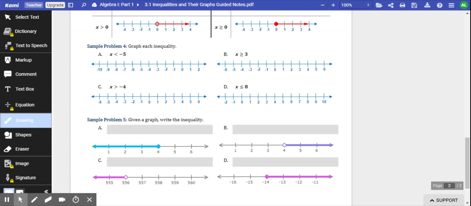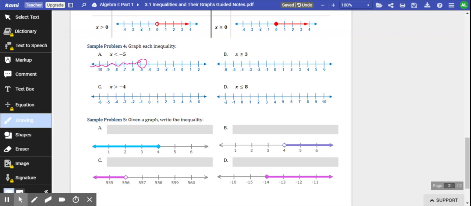So it says x is less than negative 5. There's no equal to, so I'm going to put an open circle around negative 5, and x is less than it, so I'm going to shade to the left. Typically, you can shade whichever way the little arrow looking thing is pointing, as long as your variable is on the left. However, it doesn't always work that way. So don't quote me on that every time.